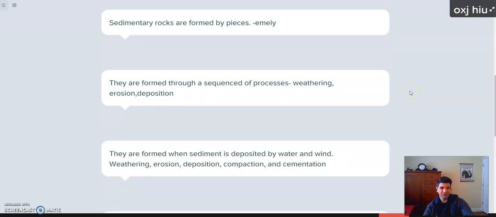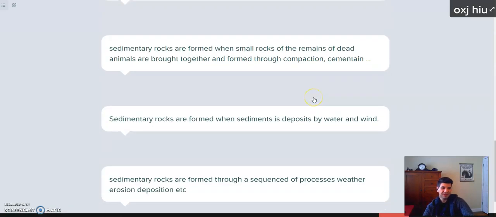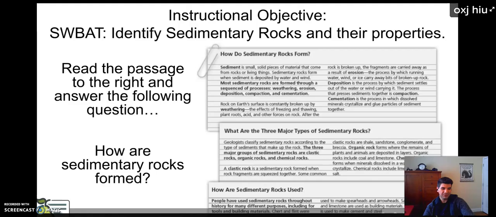Sedimentary rocks are formed by pieces. So I think what Emily's referring to there is the clastic nature of some rocks. Clasts mean broken up bits or broken up pieces, and those sometimes get glued together, whether you're making it into breccia with angular fragments or conglomerate with rounded ones. And much more of the same. Very good. So let's move on.